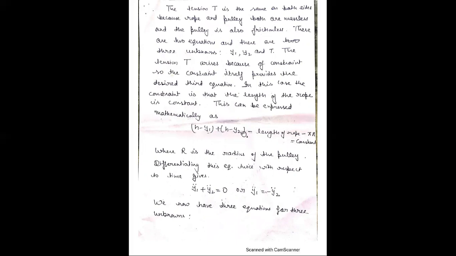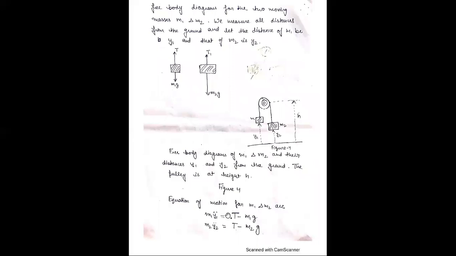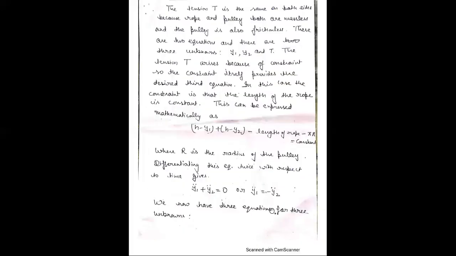Now differentiate this equation with respect to time. h is constant, therefore its differentiation is 0, and the differentiation gives y1 double dot plus y2 double dot. Taking the negative common, we get y1 double dot plus y2 double dot equal to zero. Therefore y1 double dot is equal to minus y2 double dot. So there is one more equation, and now there are three equations and three unknowns.